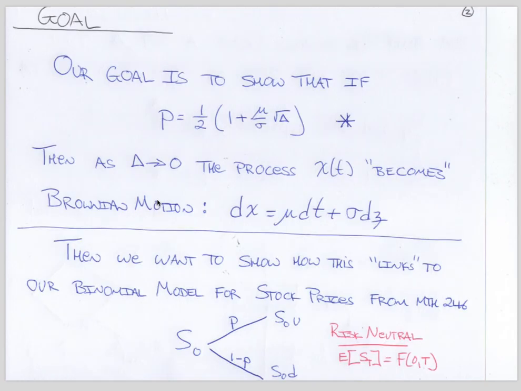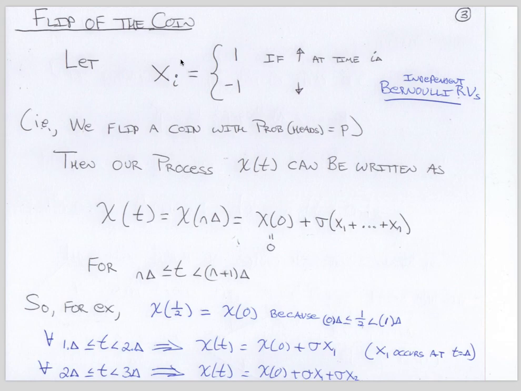So just to rewrite this process, x of t, we can write it as a sum of Bernoullis. At every time delta, x of 1 would be at time delta, x of 2 would be at 2 delta, 3 delta, and so forth. This random variable, xi, is either plus or minus 1. So we can write our process x of t as our initial value plus the sum of all those Bernoullis times sigma. Now there should be a square root of delta in here, I forgot that. So it should be sigma square root of delta times the sum of all those Bernoullis.